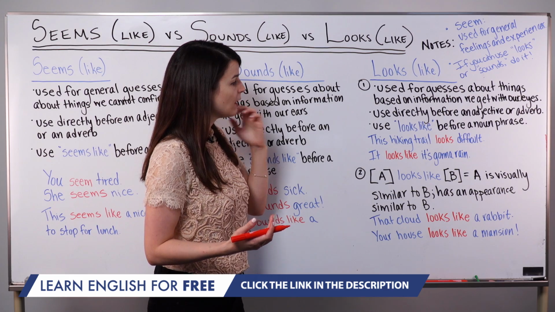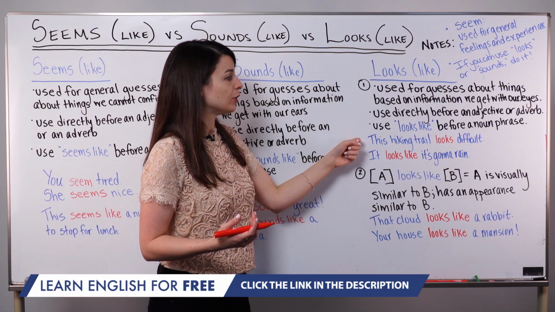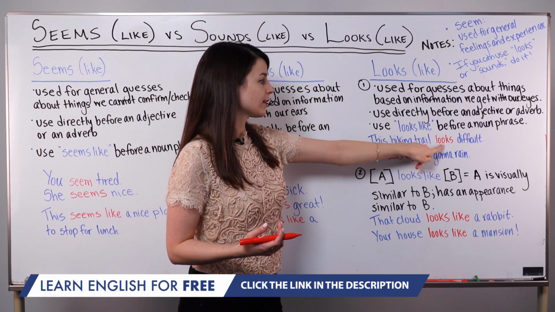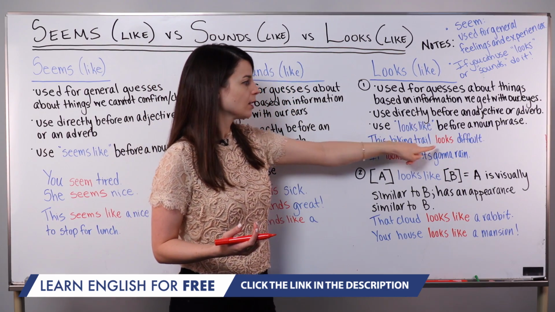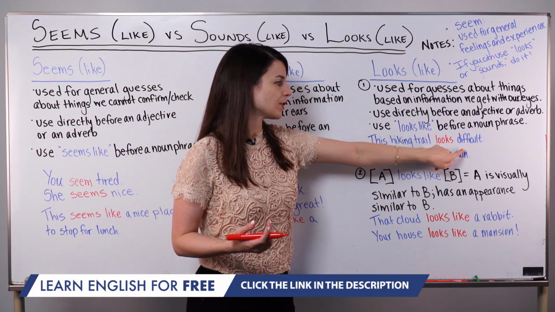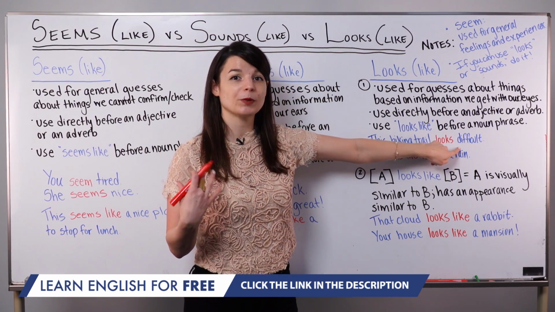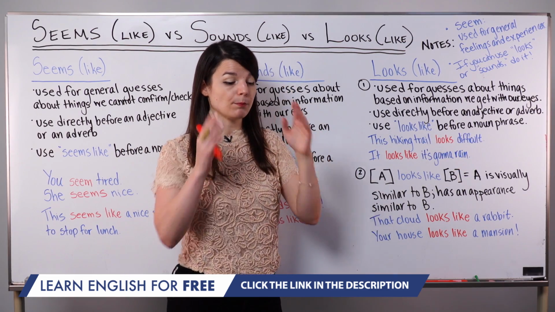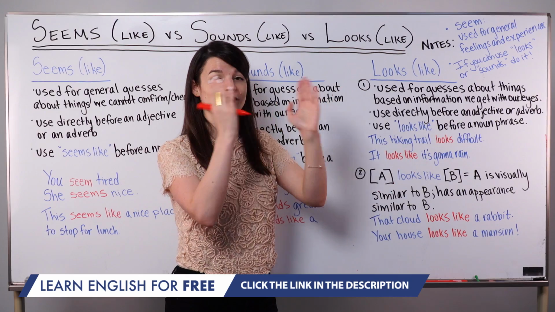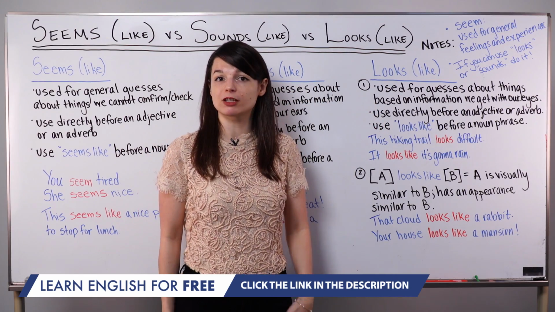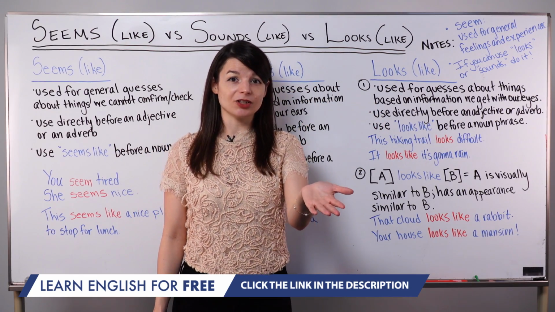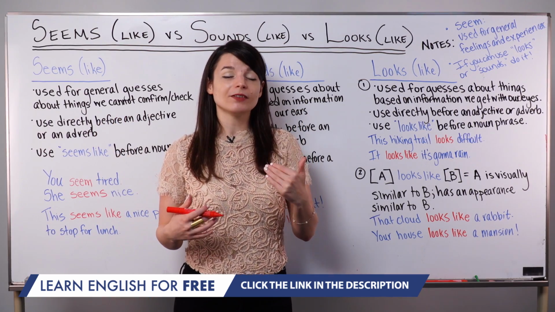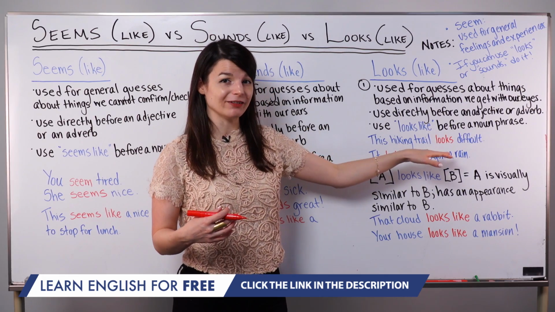Some examples of this. First, this hiking trail looks difficult. So here's my adjective, difficult. I've used looks here. So this hiking trail is my subject. It looks difficult. So no like here. So I want to express, like I'm making a guess, I think this is difficult. It looks difficult based on my visual understanding of it. So if you're standing in front of the hiking trail and you look at it and it seems really hard, like I just said seems, that's okay too. If it seems difficult, you can say, wow, this looks difficult.